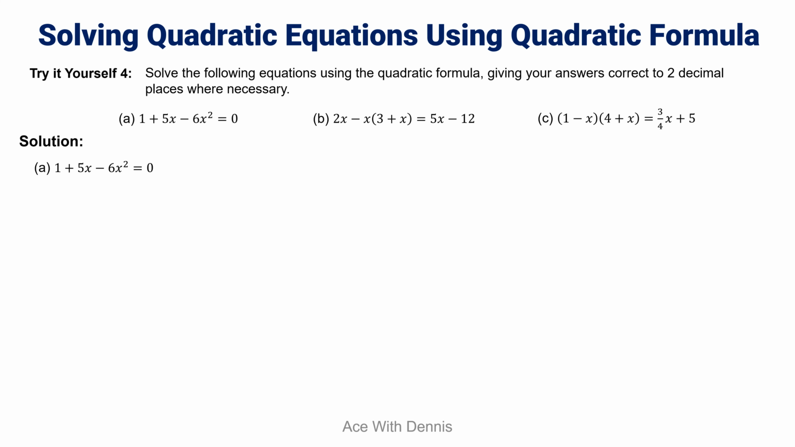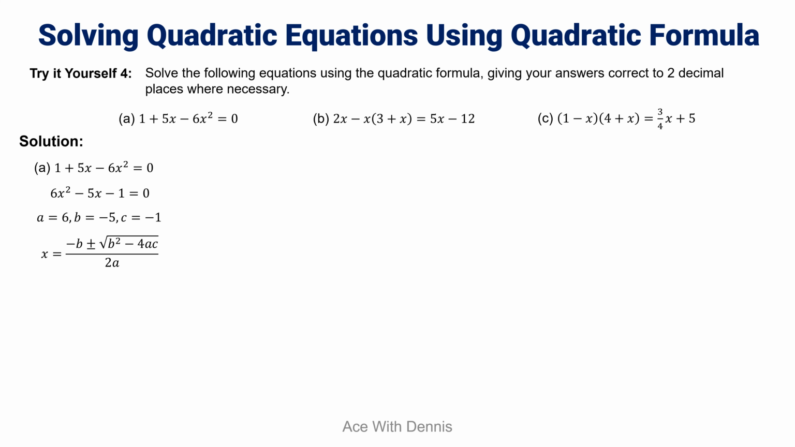For A, 1 + 5x - 6x² = 0. For this case, I see that the x² term is a negative term. So I have to make it positive by multiplying by -1 on both sides. So it becomes 6x² - 5x - 1 = 0. And now it is in the form of ax² + bx + c, where a equals 6, b equals -5, and c equals -1.